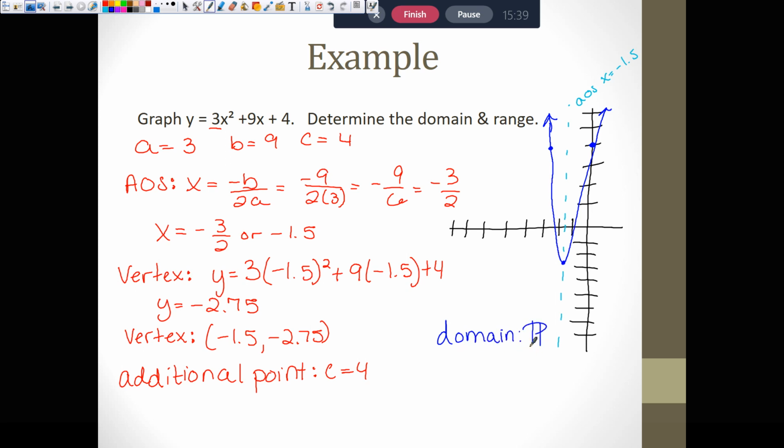You guessed it, all real numbers. And our range is y is greater than or equal to negative 2.75.